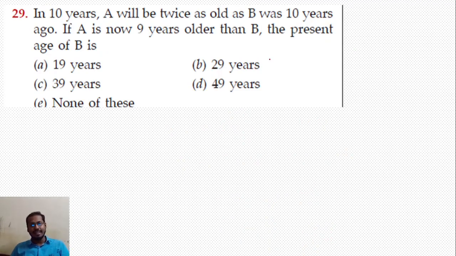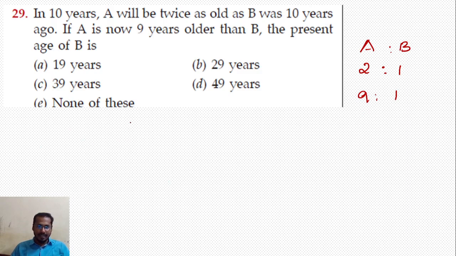In 10 years, A will be twice as old as B. So there are two persons, A and B. A is twice as old as B in 10 years. If A is now 9 years older than B, what is the present age of B? So how to write the equation for this?